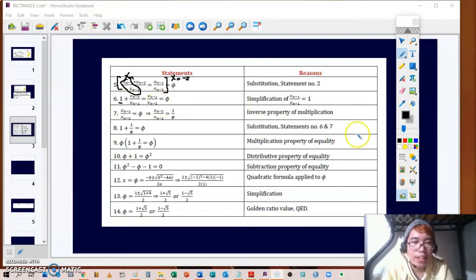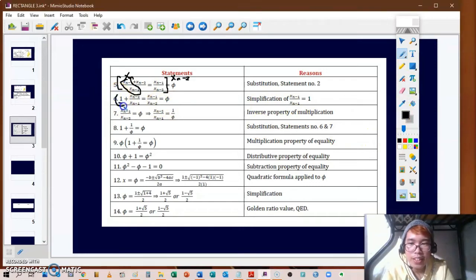Okay, so now that we have 1 over here, that came from x sub n minus 1 all over x sub n minus 1, so we're going to get a 1. And then plus x sub n minus 2 all over x sub n minus 1 is equal to this ratio that we have here. So that's all going to be equal to phi.